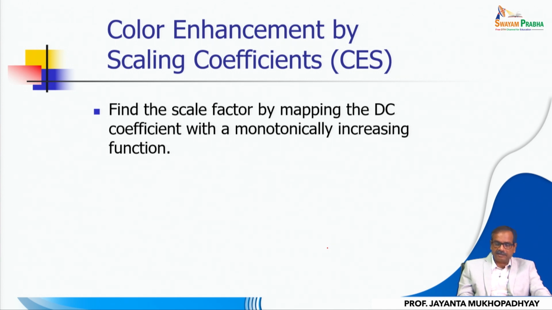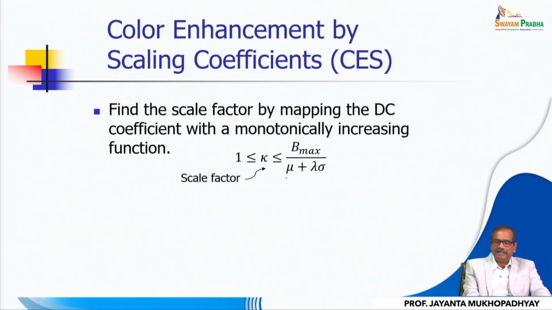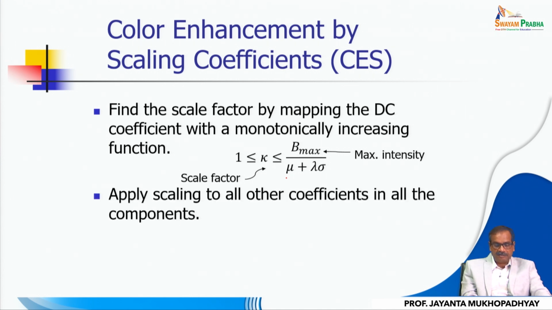So first you find the scale factor by mapping the DC coefficients with a monotonically increasing function. And you should see that this should not cross the limit of the maximum displayable level of the display device. Then it would get saturated. It becomes nonlinear. So you should also restrict the scale within certain limits. That is also one thing you need to observe. So there is a certain range of scale factor that you should use, and this is the maximum intensity there. So apply scaling to all other coefficients in all the components, as we have mentioned in that particular expression.